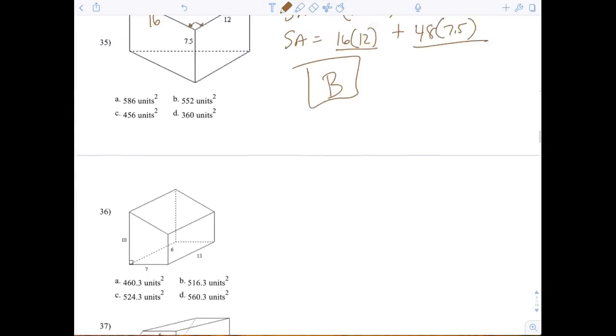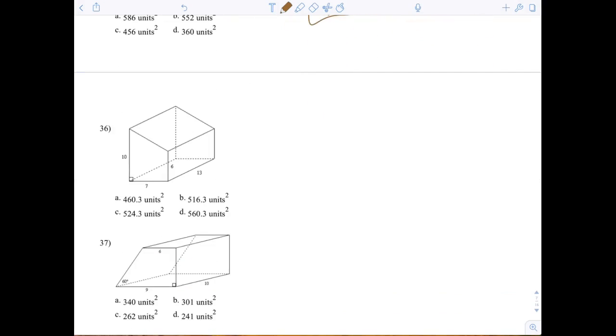All right, 36. We'll still find the surface area. In this case, 2 times the area of the base. The base is a trapezoid. So 2 times 1/2. What's base 1? 6. What is base 2? Times the height, which is 7. So 2 times the area of the base plus, I need a perimeter.